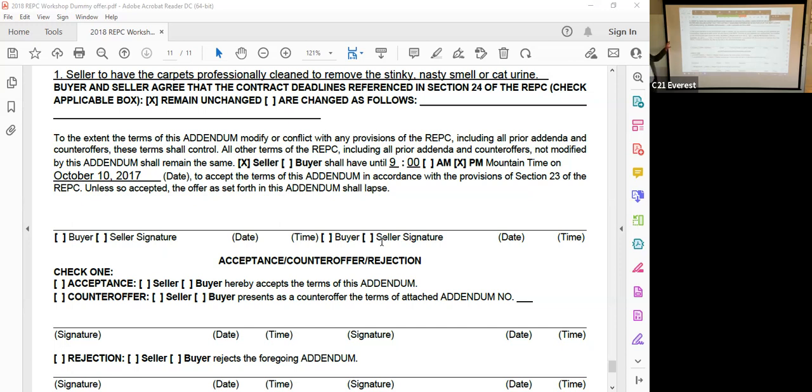But how much time do they have? Do they have to do it by 8 PM or 9? Oh, it's different for each document. Well, on the website it says 8 for the REPC and then 9 for this one. There's something on the website that says all addendums moving forward are also the same or something.